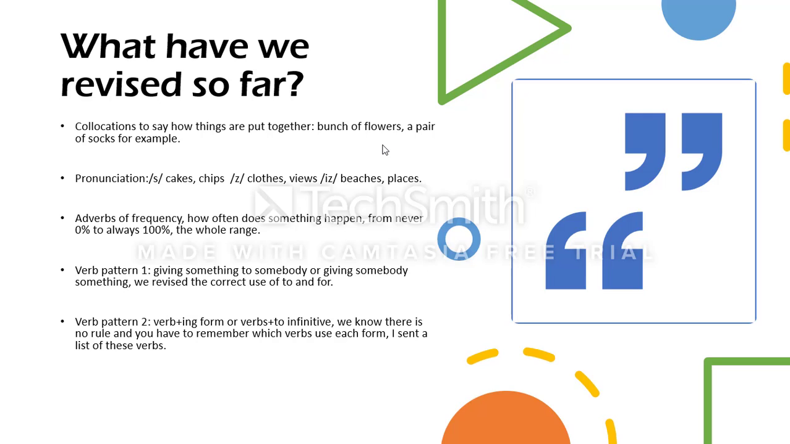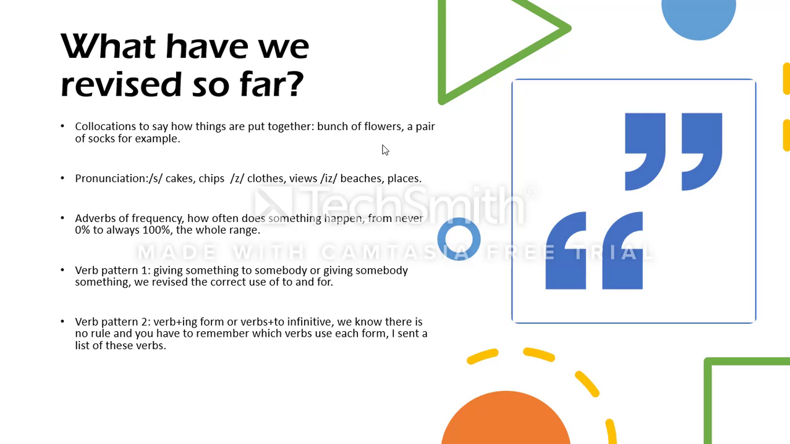Pronunciation, we revised 3 sounds of S, Z, and is, okay? For example, cakes, chips, Z sound as in clothes and views, the is sound such as beaches and places.